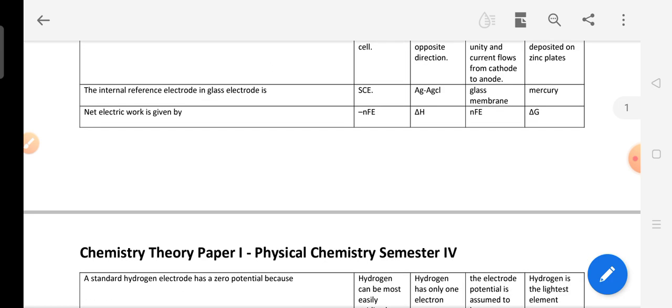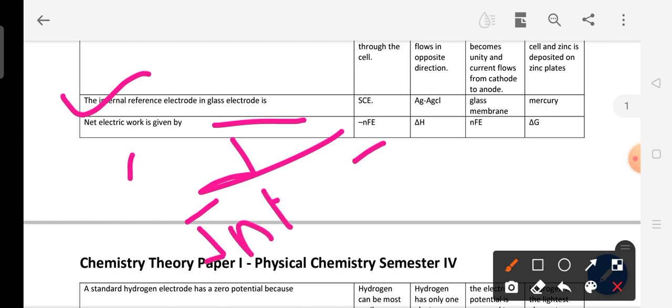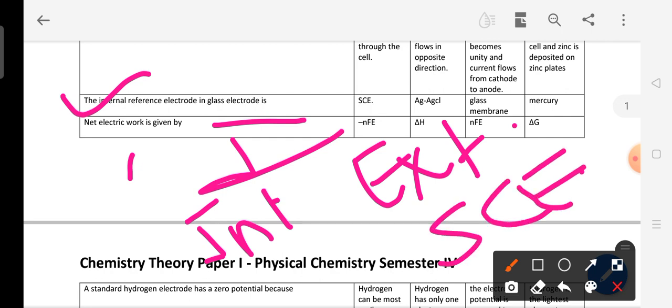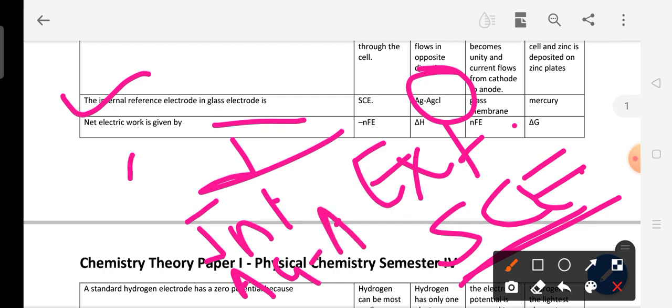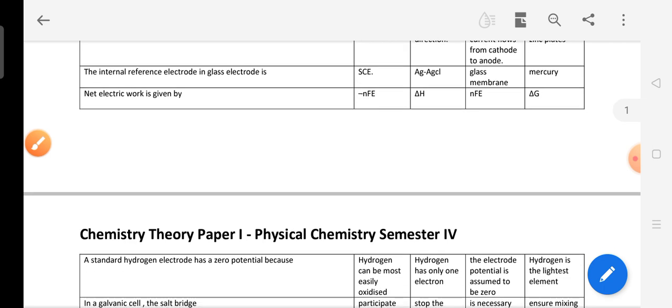The next MCQ: the internal reference electrode in the glass electrode is. In the glass electrode, there are 2 reference electrodes: first is the internal and second is the external. The external reference electrode in the glass electrode is SCE, that is the saturated calomel electrode. So the AgCl electrode is the internal reference electrode. So the answer of that question is option number 2, that is AgCl, the silver chloride electrode. This is the reference electrode.